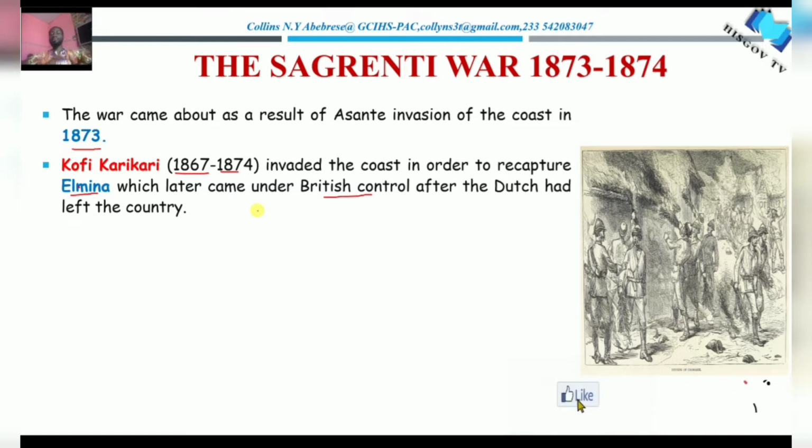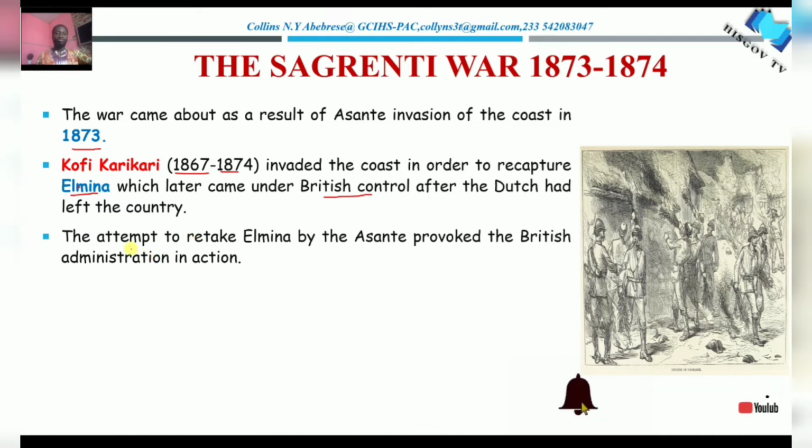They have been fighting themselves. And so it was in the right direction that Kofi Kari Kari would invade the coast in order to recapture Elmina, which was about to fall under British protection in the Sweet River Convention. So that was what brought about the Sagranti War of 1873.